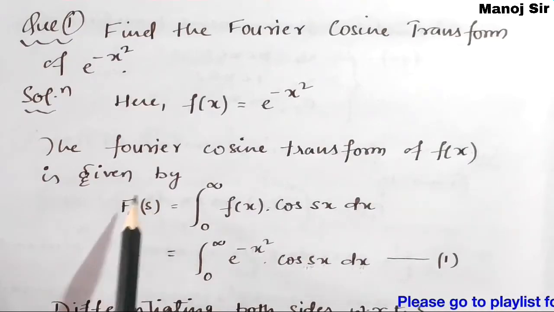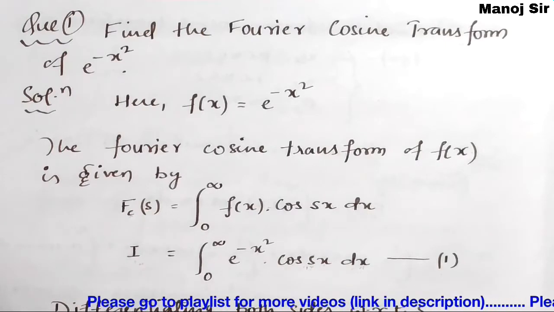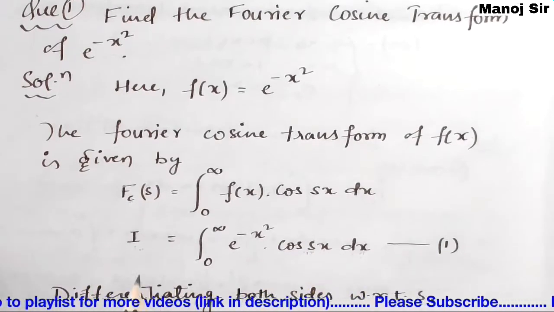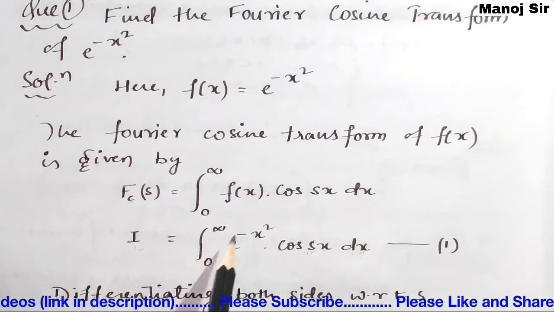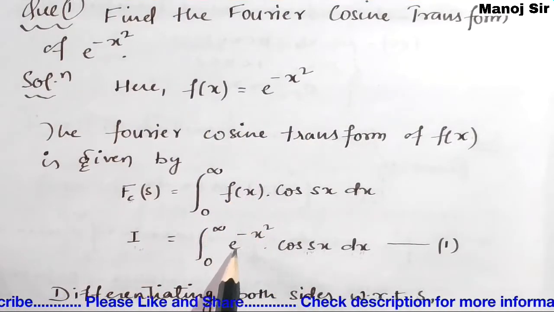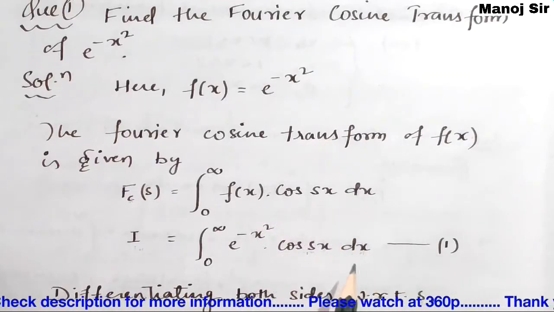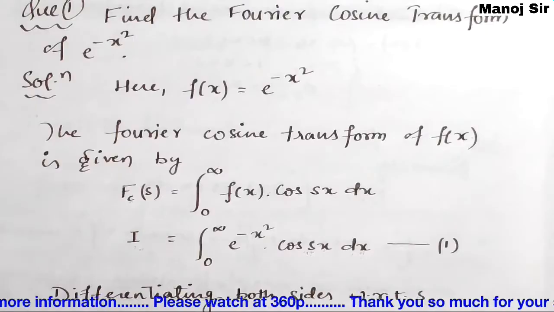Now let's say this Fourier cosine transform is I. So this I is equal to integration 0 to infinity. What is f of x? That is e to the power minus x square. So simply write f of x, that is e to the power minus x square into cos sx dx. Let's suppose this is my equation number 1.